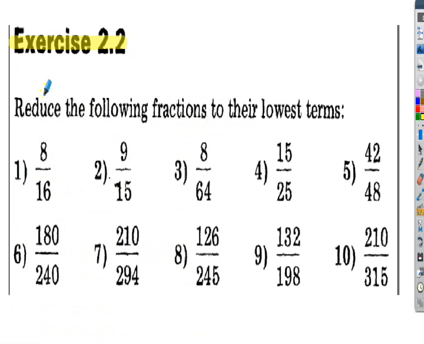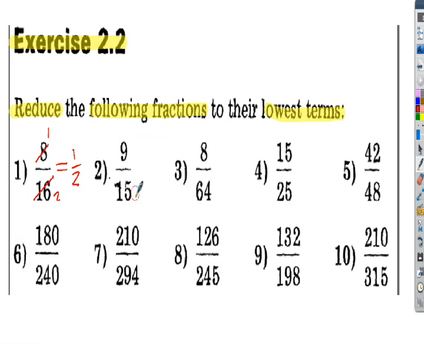Exercise 2.2. In this exercise we're asked to reduce the following fractions to their lowest terms. So in exercise 1 we were factoring up the denominator and appropriately factoring up the numerator. Now we're going to reduce the fractions given by dividing the numerator and denominator by the same number. So for example, we've got 8 divided by 16. If we divide the numerator by 8, we will get 1. If we divide the denominator by 8, we will get 2. So we could reduce 8 upon 16 to 1 upon 2, or half.